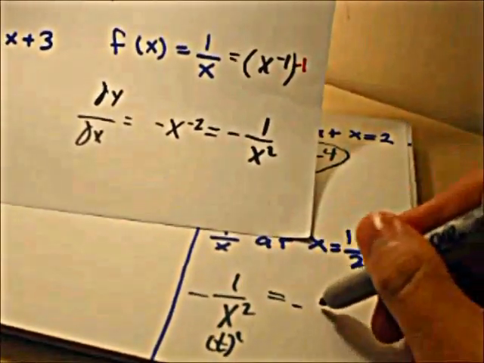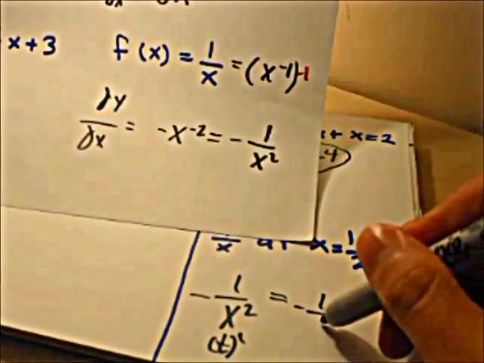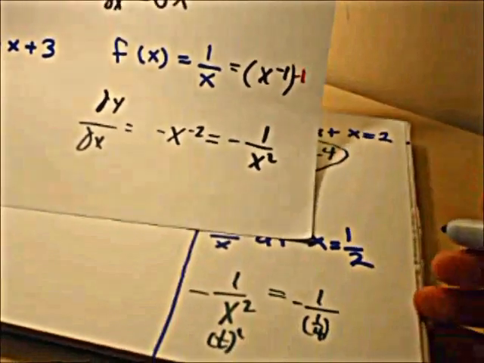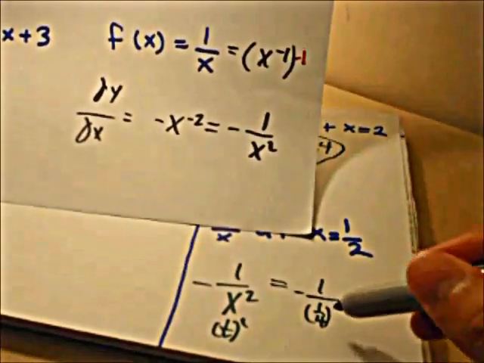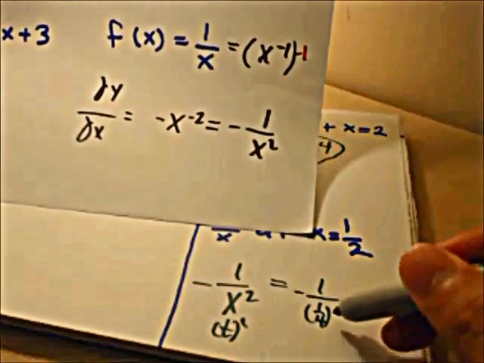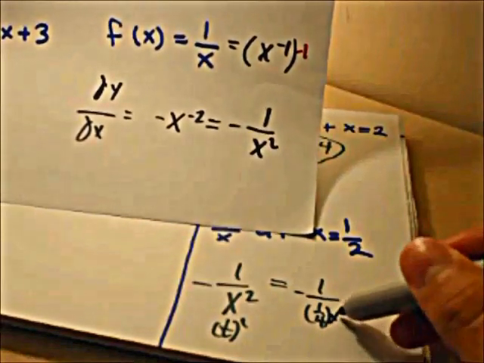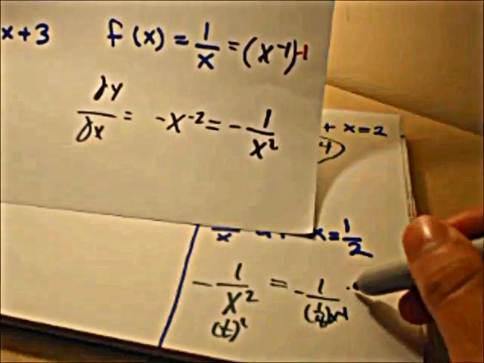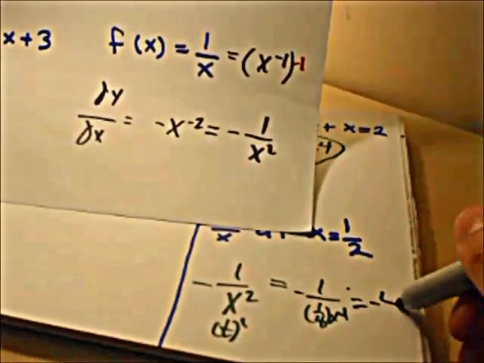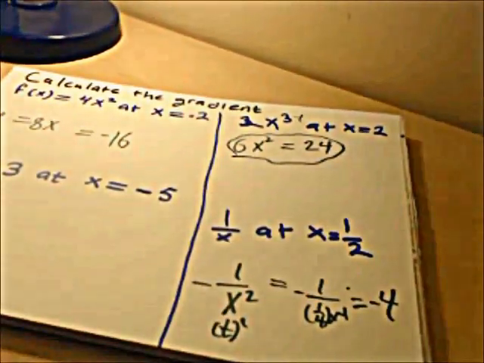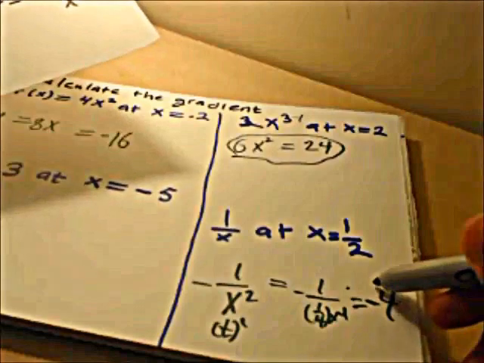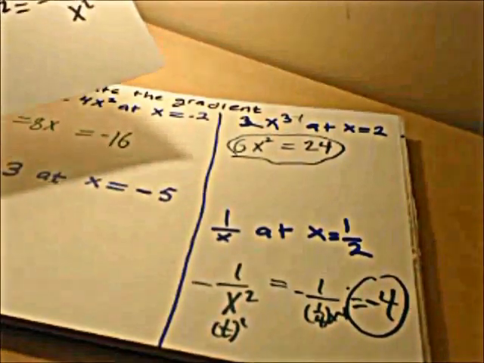So it's going to be minus 1 over 1 over 4, and you know, if the denominator is itself a fraction, to get rid of the fraction in the denominator, we multiply by 4 in both the numerator and denominator. So it's going to equal minus 4, and that's the final answer for the last one. If it looks a little bit messy, I'm just running out of space. But the last one is going to be minus 4.